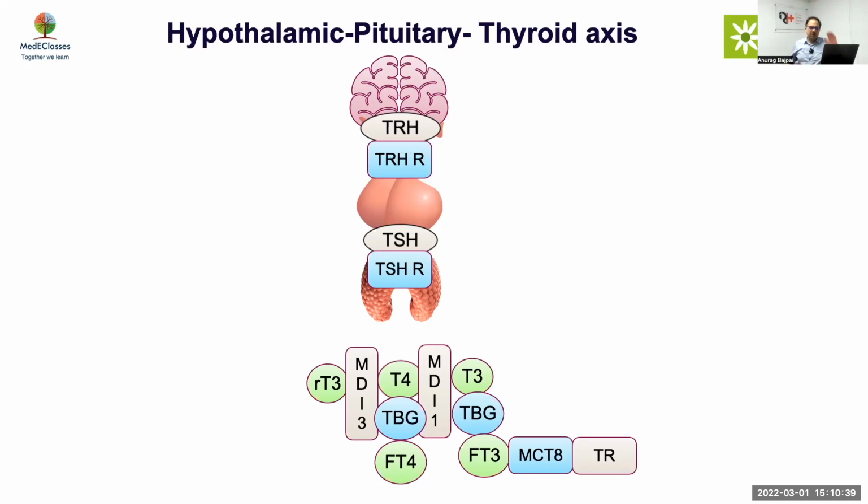So take a classic example of a fetus who has severe hypothyroidism. How much thyroid hormone in the blood do you think is required to prevent brain damage? It is not just the increased production of thyroxine, there are many other things which also play a role beyond that. You've got MCT8, you've got the TBG, you've got the MDI, and all that will prevent the brain damage.